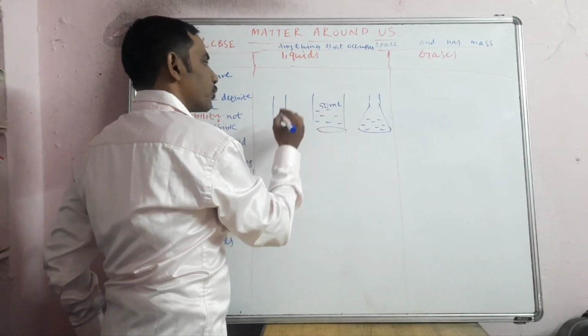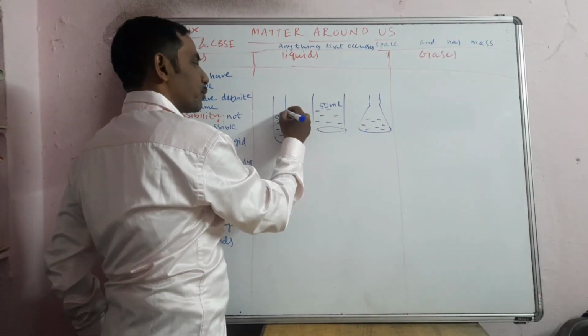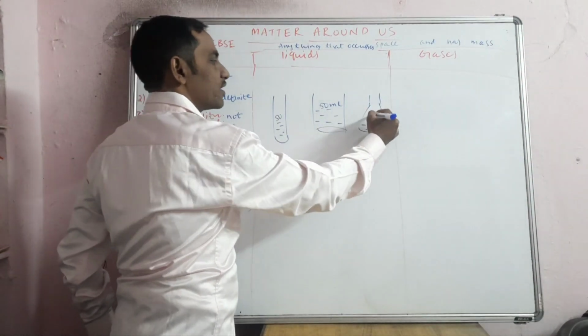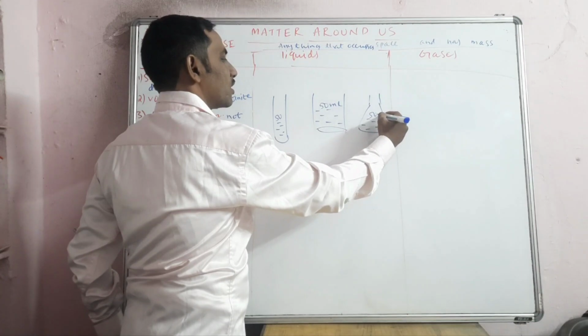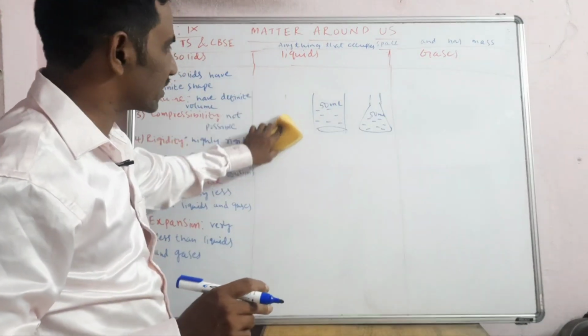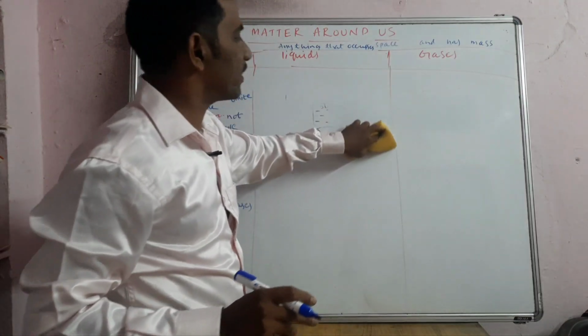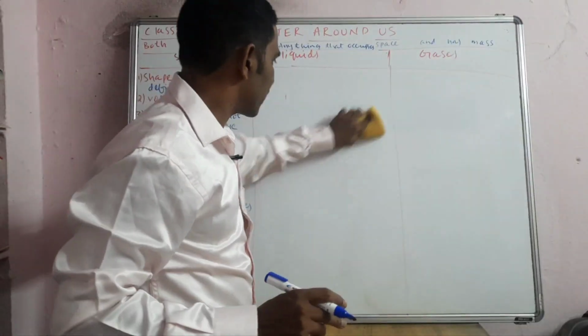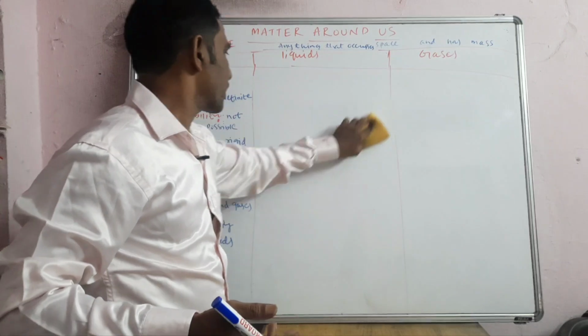So if you pour 50 ml here, it will be 50 here also if you put a mark. So the volume will remain the same, whatever it is. Volume means the space occupied by a substance, or otherwise the amount.